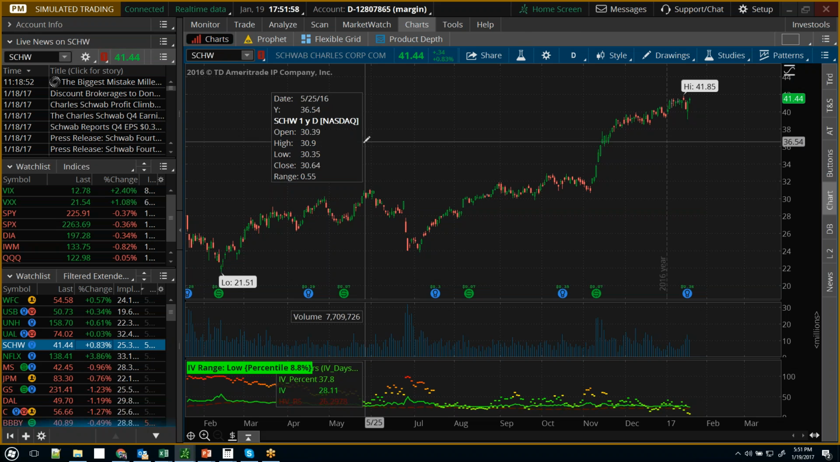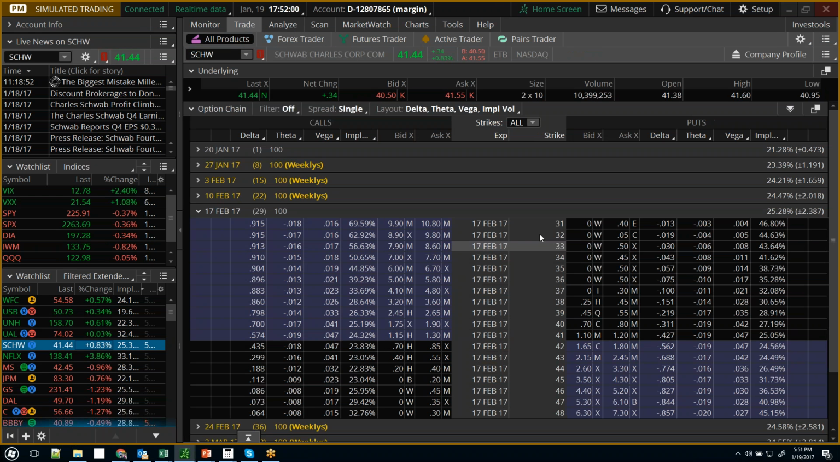Schwab, probably not the best trade in the world, but let's see if we can make it work. Okay, these aren't perfect, but they're not bad.